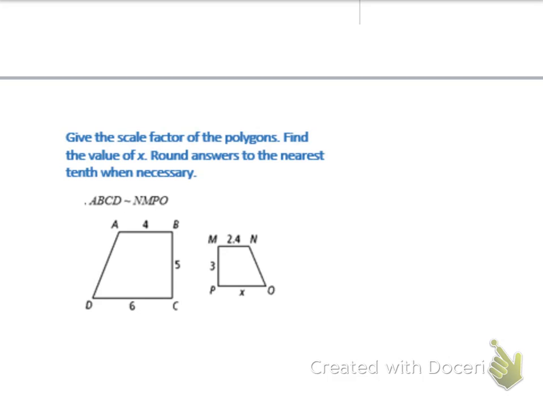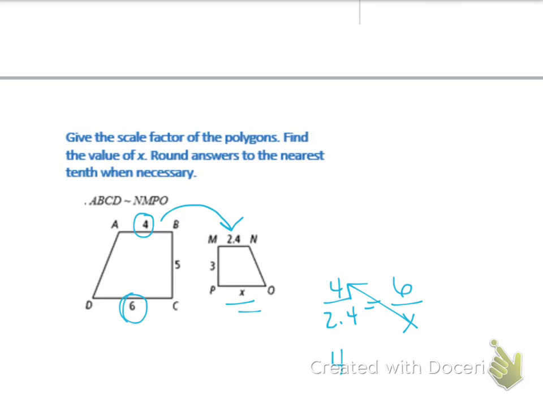Okay, given the scale factor, find the value of x. So I'm going from A, B, C, D to here. So let's say I start with 4. He matches with that 2.4. Then I need to eventually find x. Okay, so I'm going to pick 6 as my other one, because he's going to match with that x. So I pick a known one, and then I pick my missing one.